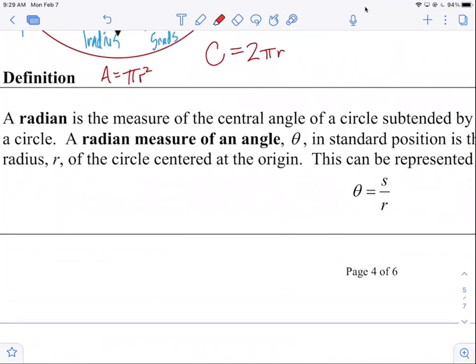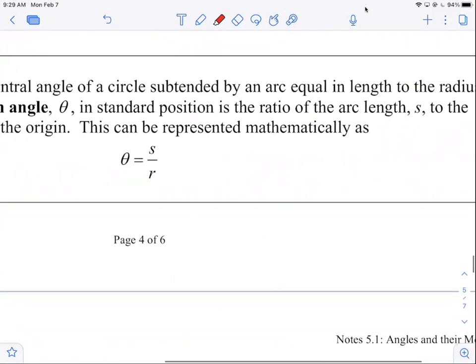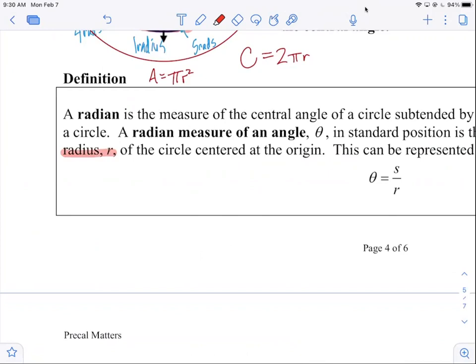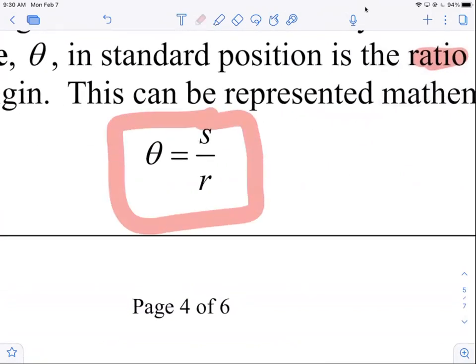So for any angle measure theta in standard position, we define it as the ratio of the arc length S to the radius R of the circle. Okay? Represented mathematically, here it is. This is a super important equation. The radian measure, theta in radians, is going to be the ratio of the arc length S, that's how far you travel around the circle, along the circumference, divided by the radius of the circle itself.